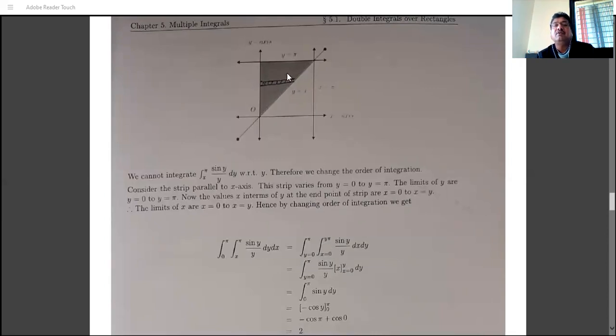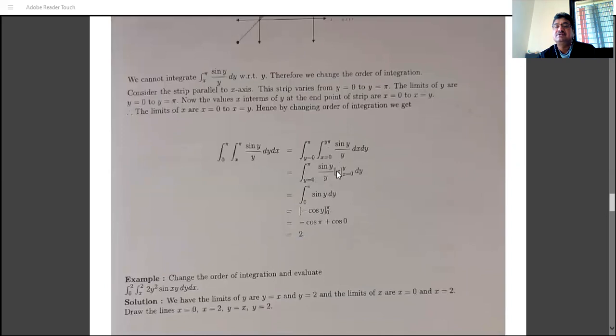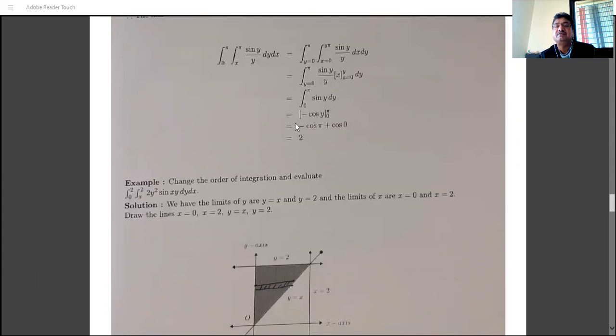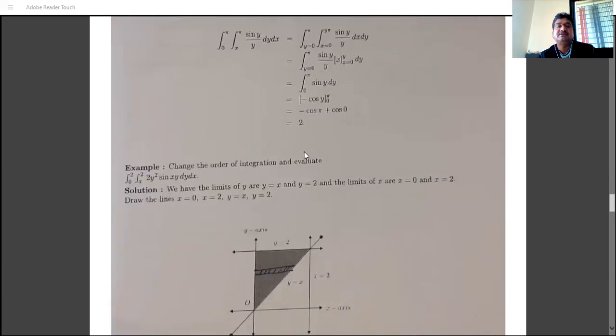In order to cover this region, we have to move this strip from this point to this point, meaning y is 0 to pi. Then sin y by y is constant, so its integration with respect to x is sin y by y times x, with x running from 0 to y, upper limit minus lower limit. So we have y minus 0, that is y, and y gets cancelled. The integration of sin y is minus cos y, so the answer is minus cos pi plus cos 0, value at upper limit minus value at lower limit. Cos pi is minus 1, so minus becomes plus 1, cos 0 is 1, and 1 plus 1 is 2. That is the answer.